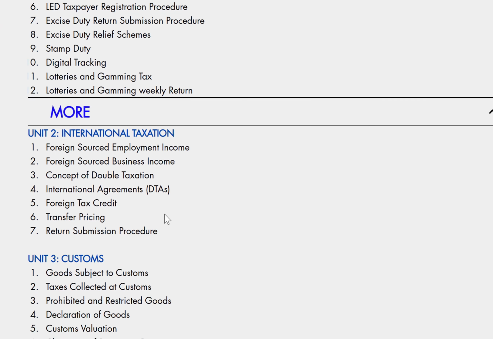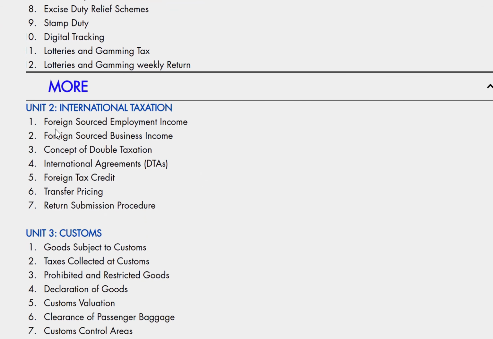International taxation is here. We shall be looking at the treatment for tax purposes of foreign sourced employment income, foreign sourced business income. We shall be looking at the concept of double taxation. We shall be looking at international agreements, foreign tax credits, and so on. So much on international taxation in this cohort.